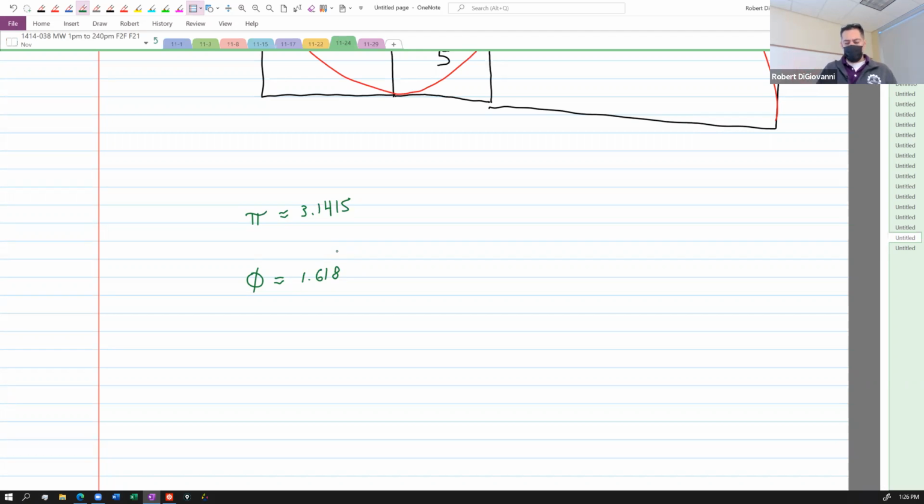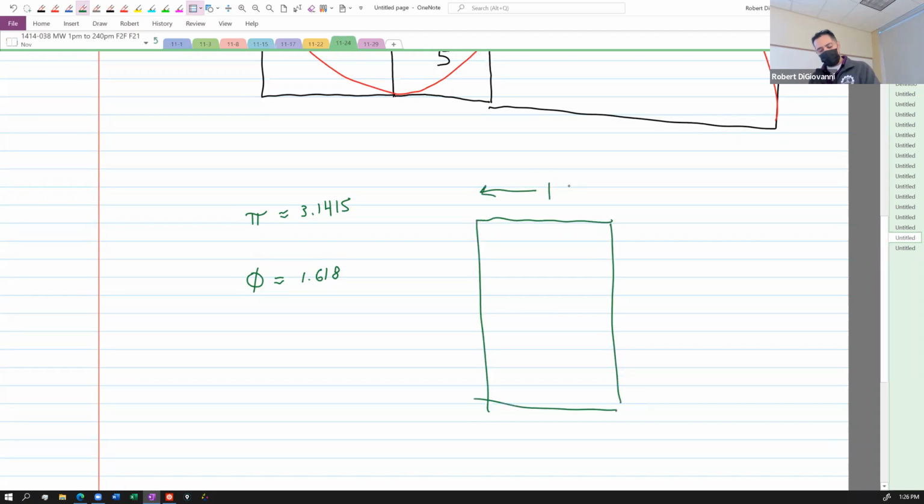Pretty much. So if I had a rectangle and I told you that this length right here from here to here was 1, and this length from here to here was 1.618, then the ratio of this side to this side would be 1.618. If I took this side and divided by that, that would be the ratio. So that rectangle that I just drew follows the golden ratio. And it's thought that the golden ratio is the most appealing ratio visually.